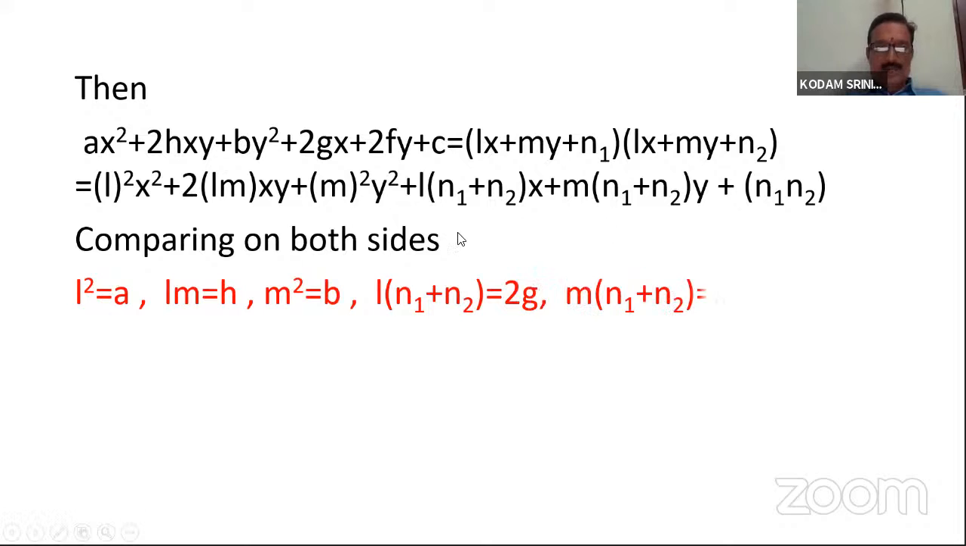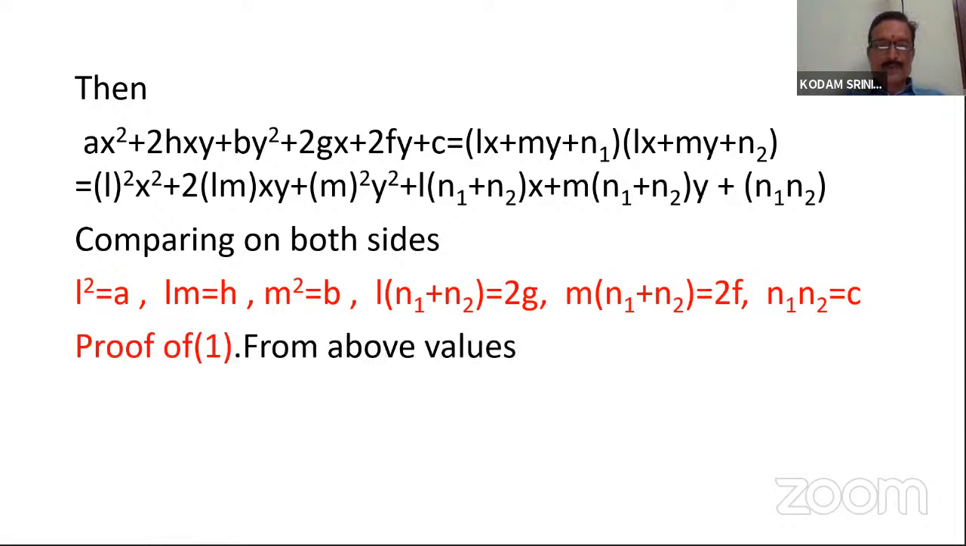Now comparing the coefficients of like terms on both sides: the coefficient of x² is l² on one side and a on the other, so l² = a. Similarly, the coefficient of xy is 2h and here 2lm, so lm = h. The coefficient of y², m² = b. The coefficient of x: l(n1 + n2) = 2g. The coefficient of y: m(n1 + n2) = 2f. Lastly, n1n2 = c.